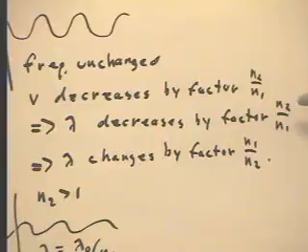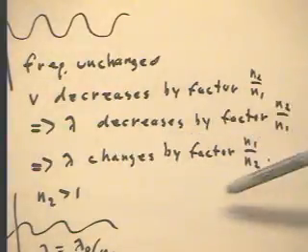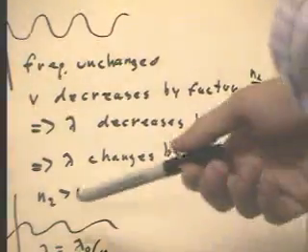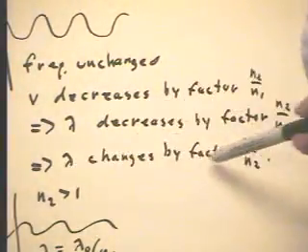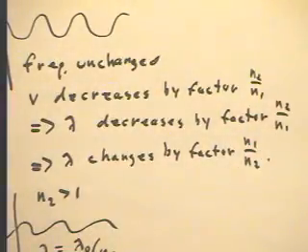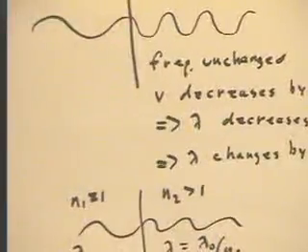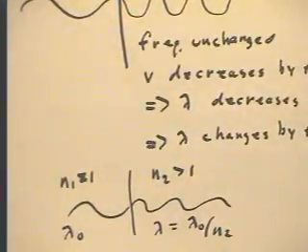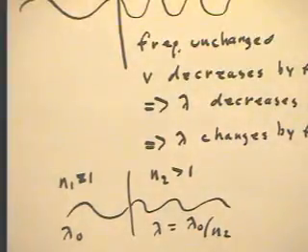Now, if you decrease by a factor n2 over n1, you change by a factor n1 over n2. If you decrease by a factor of 2, you change by a factor of 1/2. So the wavelength will change by a factor that is simply the ratio of the two indices of refraction, which is reciprocal to the ratio of the velocities of light in the medium, as we've seen in the general physics course.